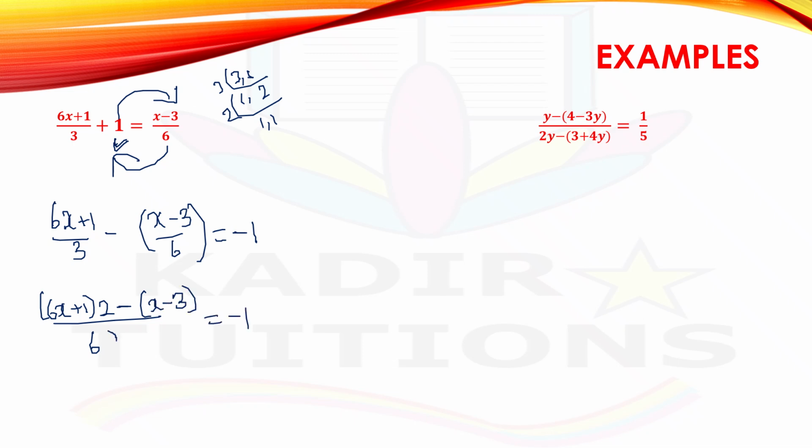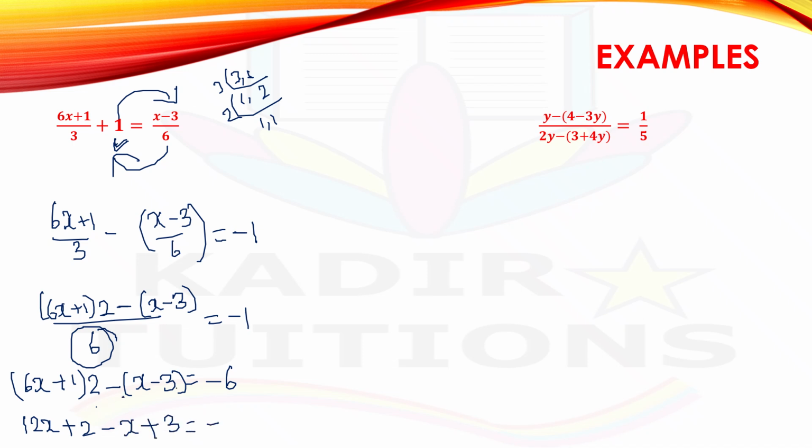Now see here, the denominator is a common denominator, so we can move that to the other side. So 6x plus 1 into 2 minus x minus 3. If I move the 6 to the other side, it's going to be minus 1 into 6, which is minus 6. Yes, now 2 is common for 6x plus 1 now, so just multiply it. 12x plus 2 minus x, minus into minus is going to be plus 3 equal to minus 6.